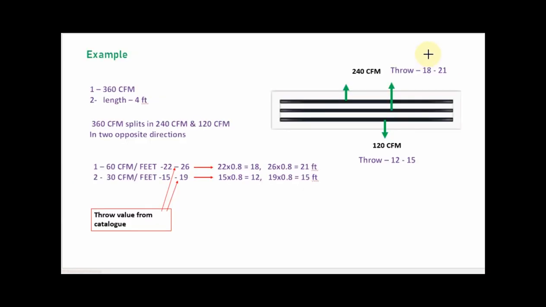How to calculate two-way throw for a linear slot diffuser? We will do a simple exercise. We have total airflow for this linear slot diffuser equal to 360 CFM and the linear slot diffuser length is 4 feet. In one horizontal direction it has 240 CFM airflow and in the opposite horizontal direction the flow is 120 CFM. Now we will calculate the throw for these two flows.